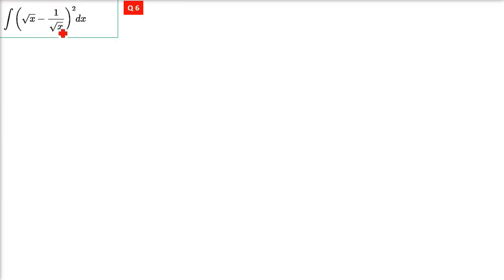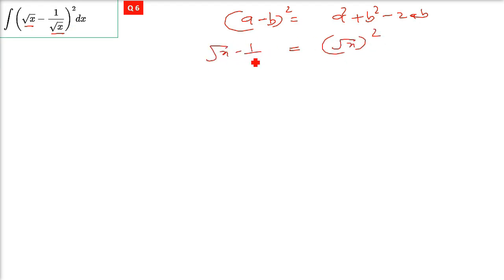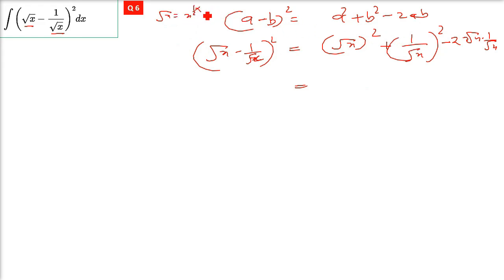The next one seems at first sight, oh, how to do this? But if you know a minus b whole square, which is a square plus b square minus 2ab, now under root x and 1 by under root x are a and b. So I'm applying the formula here, that is under root x minus 1 by under root x whole square. A is under root x and b is 1 by under root x. So just square them: a square plus b square minus 2ab, minus 2 into under root x into 1 by under root x. So under root x square is what? Under root x is x to the power half, when you square it, the powers multiply, 2 into half is 1, so you get x.